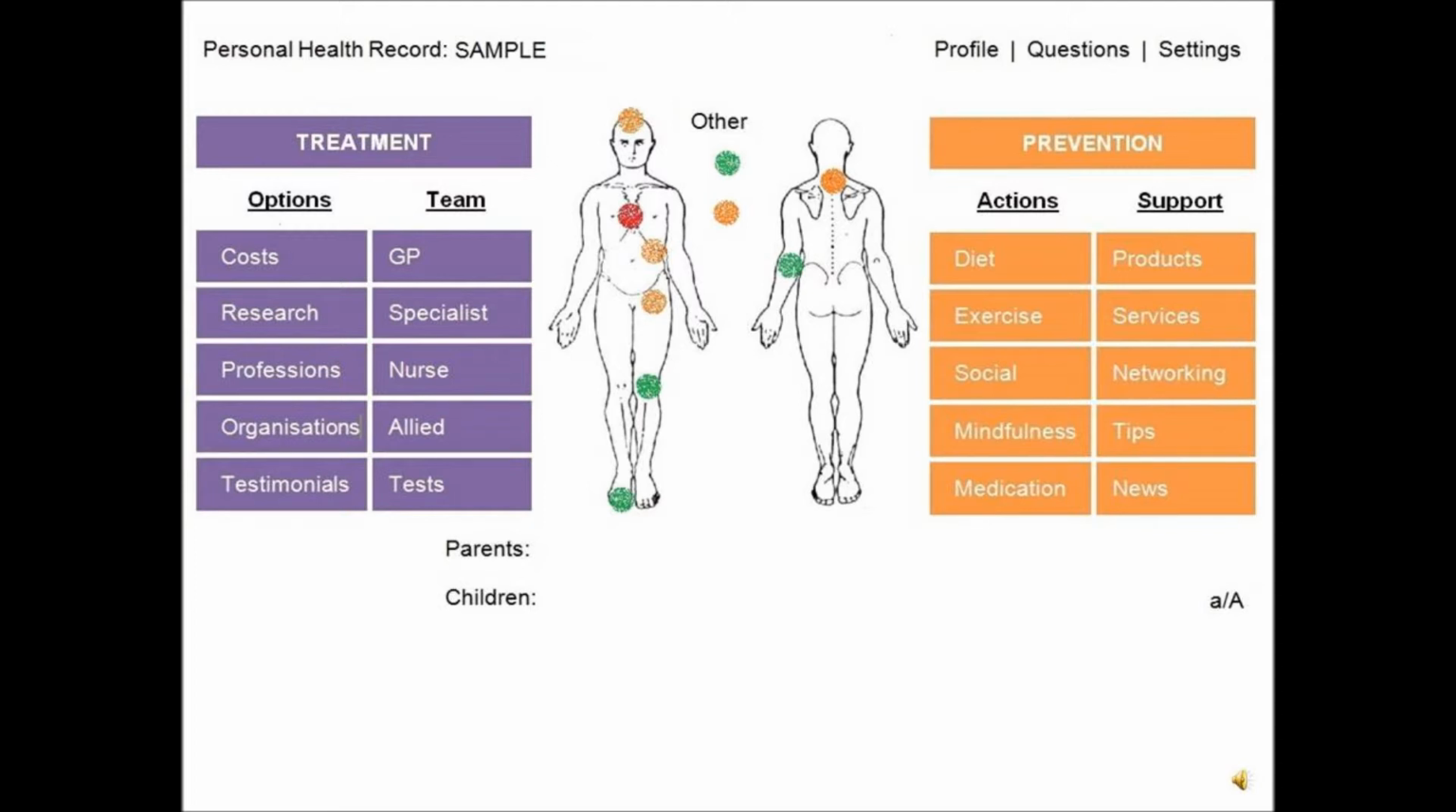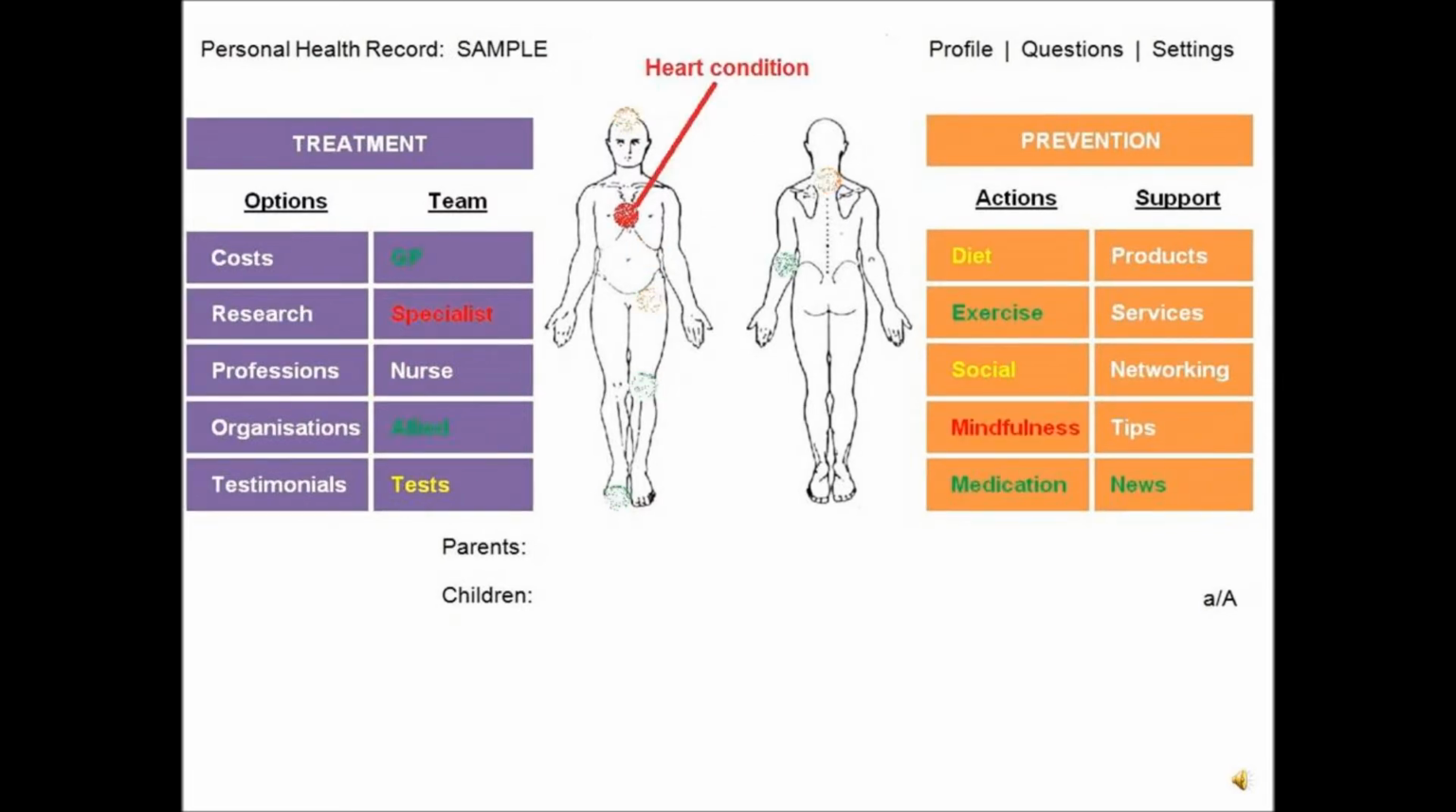So if they were to touch the red dot in the middle of the chest, this would indicate that it's a heart condition, and the colours of the team members would change according to which members of the team have outstanding information that has not been pursued by the patient. So in this case, if the patient had seen a specialist who has some outstanding advice that the patient hasn't followed up, that would be highlighted in red. Touching on the specialist box would bring up details from the last consult.